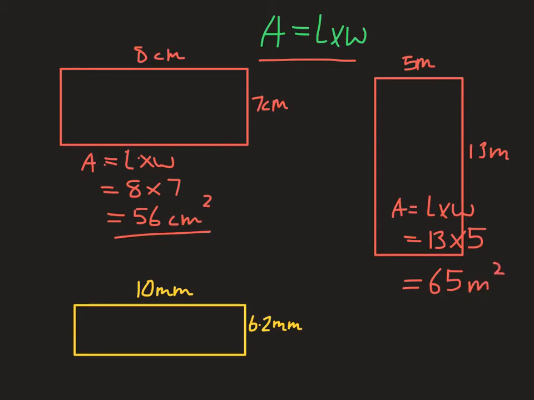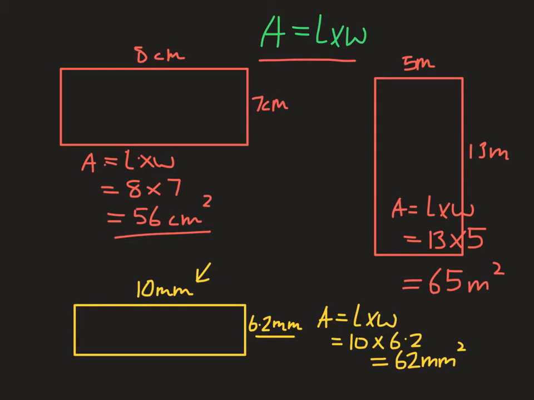Again, even if you start to deal with numbers in decimals, they might both be decimals. With this one it isn't. You can still apply the exact same formula of area equal to length times width. Here the length is 10, so it's a nice friendly number, times by the width of 6.2 millimeters, giving us an area of 10 times 6.2 is 62 square millimeters.